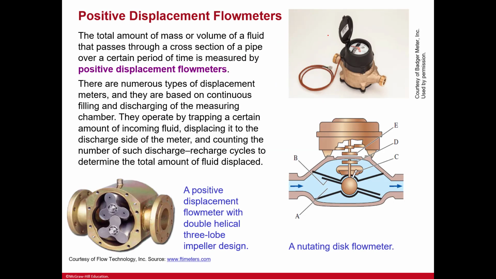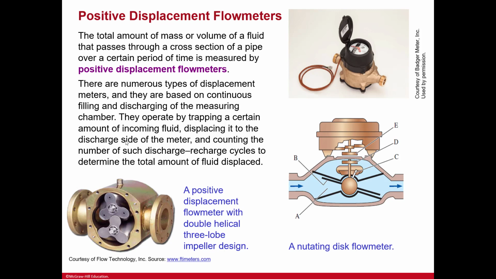Positive displacement flow meters measure the total amount of mass or volume of a fluid that passes through the cross-section of a pipe over a certain period of time. There are numerous types of displacement meters, and they are based on continuous filling and discharging of the measuring chamber. They operate by trapping a certain amount of incoming fluid, displacing it to the discharge side of the meter, and counting the number of such discharge-recharge cycles to determine the total amount of fluid displaced.